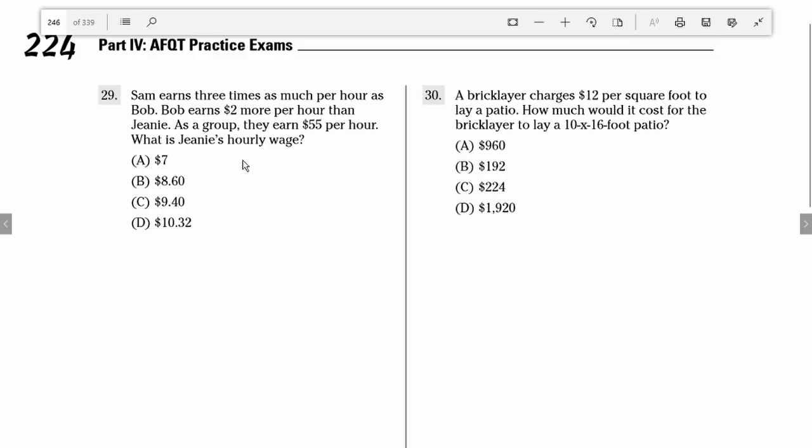So I'm going to say Jeannie earns x dollars per hour. We know Bob earns $2 more than her, so we can represent that as x plus 2. We know Sam earns 3 times as much as Bob, which is 3 times (x plus 2). We know in total they all earn $55 per hour. I'm going to work this out real quick. Namely, I'm going to distribute this 3 to this x and this 3 to this 2. This becomes 3x plus 6.